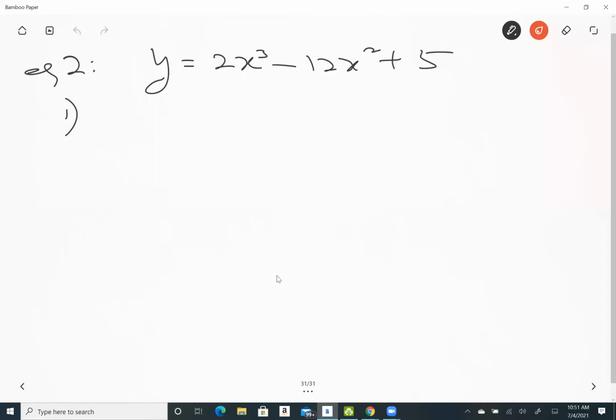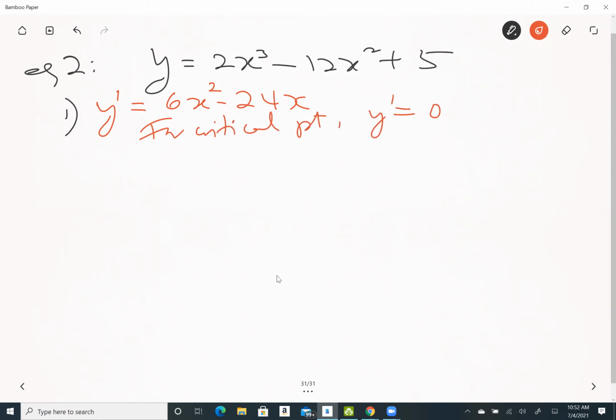So now if I have this function here, y prime is equal to what? 6x squared minus 24x. Now for critical point, we set that to 0. y prime equal to 0. So therefore, 6x squared minus 24x equal to 0.